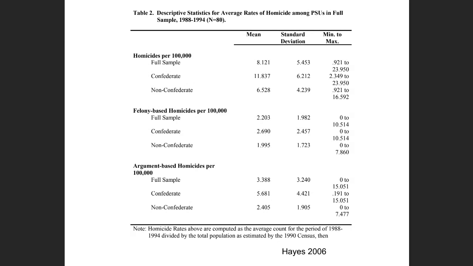And one thing, this is from Hayes 2006. This is looking at average rates of homicides per 100,000 people, and it's looking at Confederate versus non-Confederate states, so North versus South.